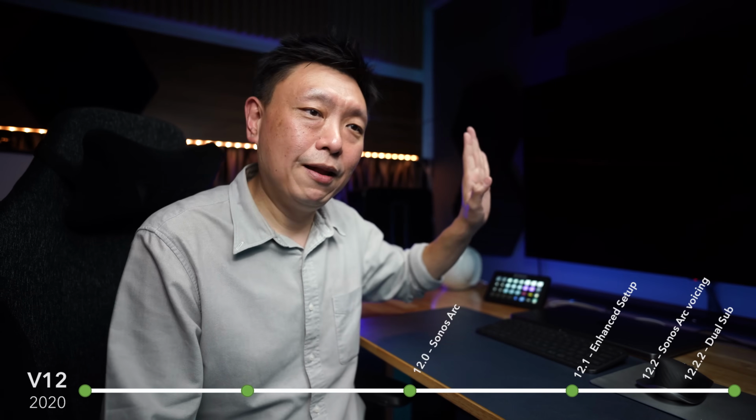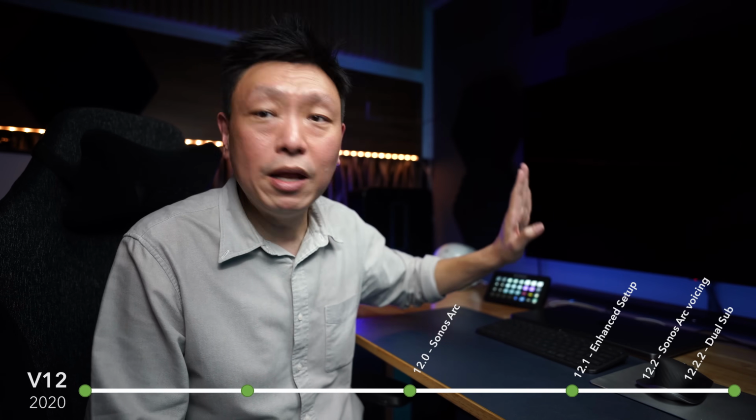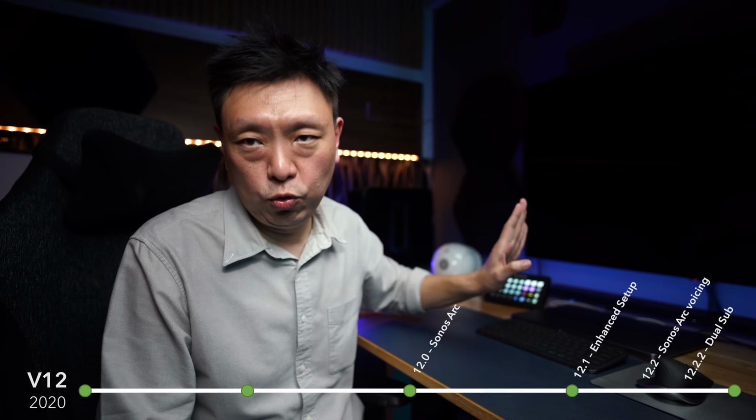So the point being that 12.0 was released somewhere in the middle of the year, and that was in June of 2020. And with that came the Sonos Arc. So it's a new product launch with a new version number coinciding with the product launch.